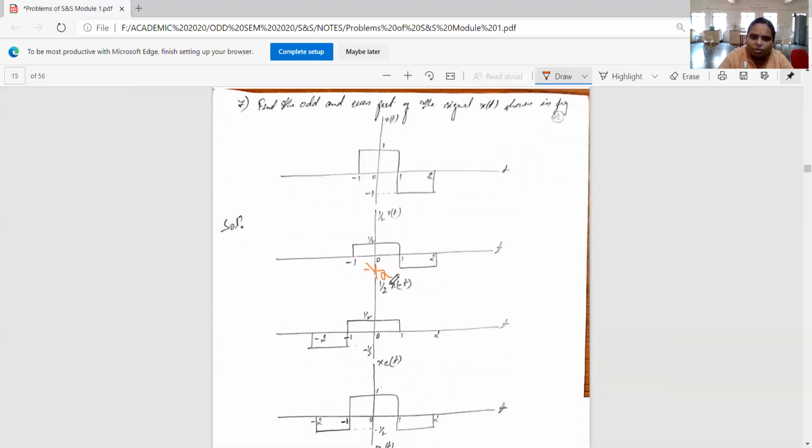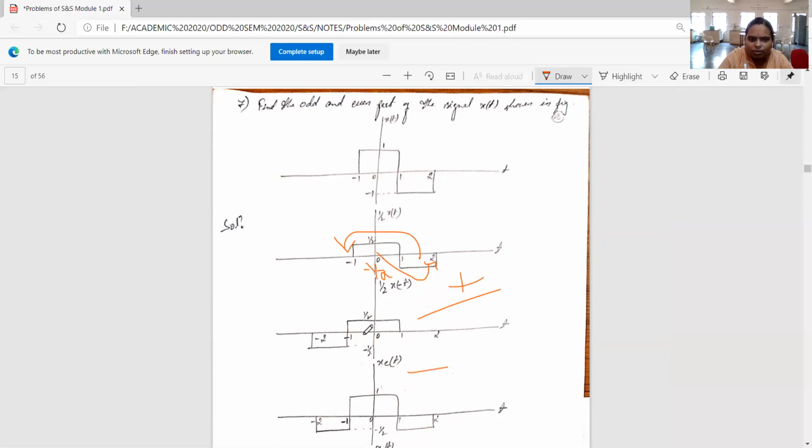Then we have to go with the 1 by 2 x of minus t, reflection of the signal. If you reflect 1 by 2 x of t, you'll be getting your 1 by 2 x of minus t. Just to reflect this operation, positive values are going to be negative and negative is going to be positive. So you'll be getting a signal like this. This is your 1 by 2 x of minus t. Then what you have to do? We have to add these two signals. So I'll be getting my even part.